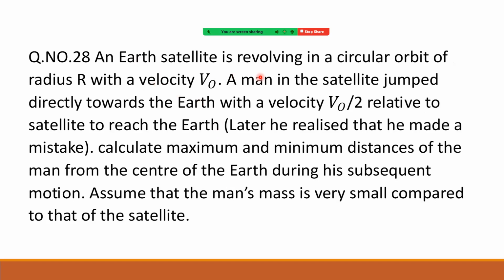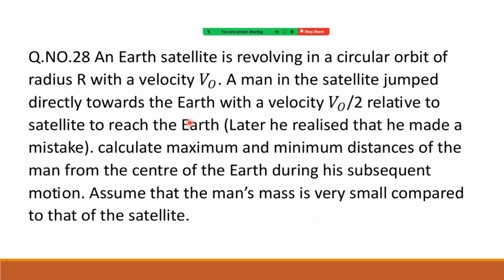An Earth satellite is revolving in a circular orbit of radius r with a velocity v naught. A man in the satellite jumped directly towards the Earth with a velocity v naught by 2 relative to the satellite to reach the Earth. Later he realized that he made a mistake. Calculate the maximum and minimum distances of the man from the center of the Earth during his subsequent motion. Assume that the man's mass is very small compared to that of the satellite.